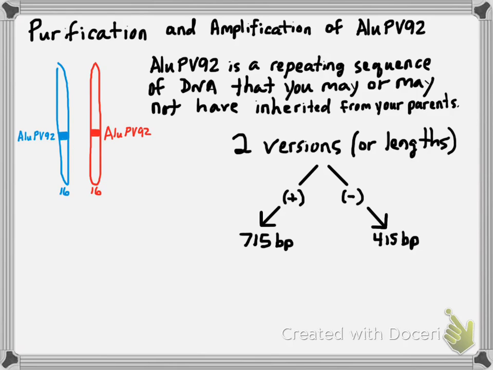So basically there's a long one that we designate with a plus sign and a shorter one that we designate with a minus sign. So your genotype could be plus plus, giving you two long ones, plus minus, making you heterozygous, or you could be homozygous for the short one, and be minus minus.